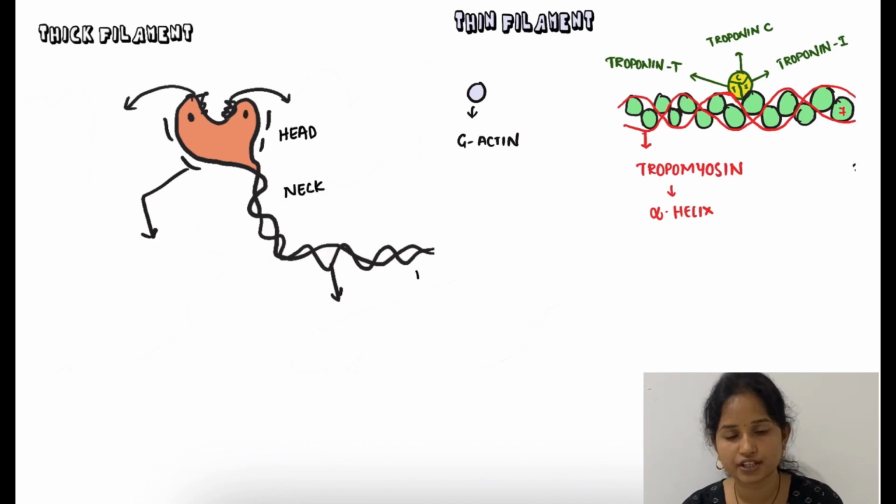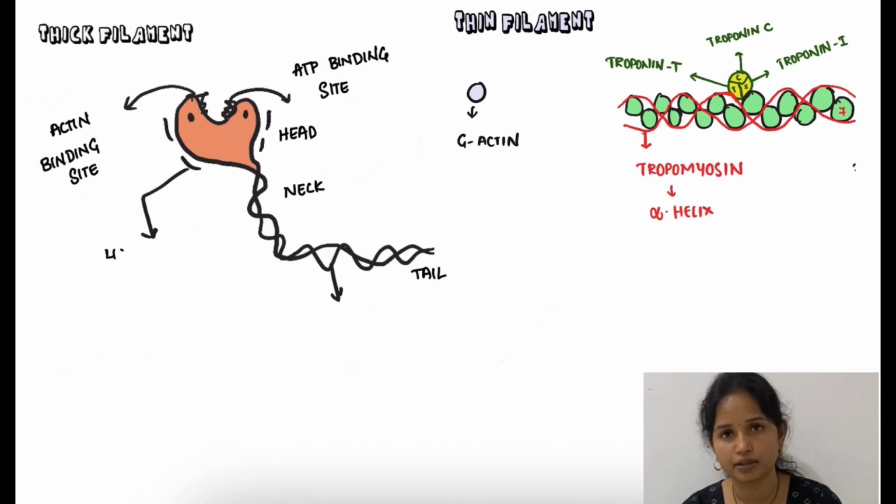It is made up of 6 polypeptide chains. When you see the structure, it has a head, neck and tail. Within the head, it has 2 sites. One is for binding of actin and one more site is for binding of ATP. I said 6 polypeptide chains, so 2 heavy chains and 4 light chains. These heavy chains form the tail and the terminal end of these heavy chains forms the head, whereas you can see the 4 light chains on either side of the myosin head.